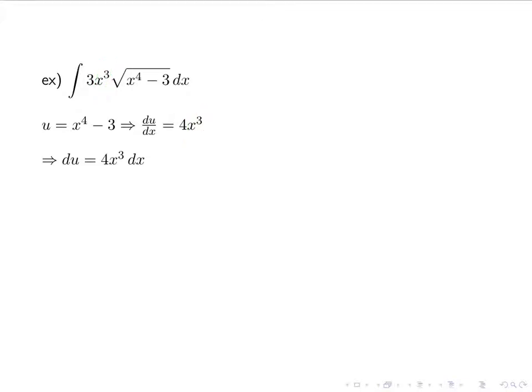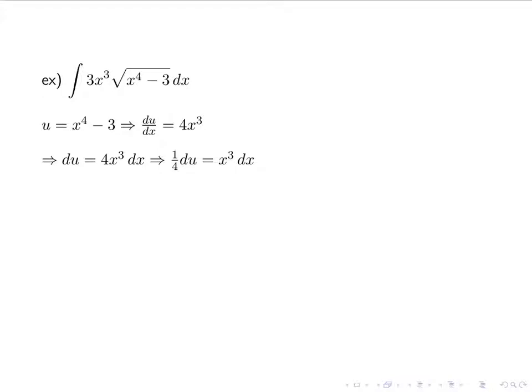And then, again, I'm going to move that dx over. So I have du equals 4x cubed dx. Next, I'm going to look at the coefficients. So I have a 3 up here, and I have a 4 down here. If one of those numbers is not a multiple of the other, then what I'm going to do is divide both sides of my equation by the coefficient that I have. So I'm going to divide both sides by 4 and get rid of the coefficient altogether. So 1/4 du equals x cubed dx.